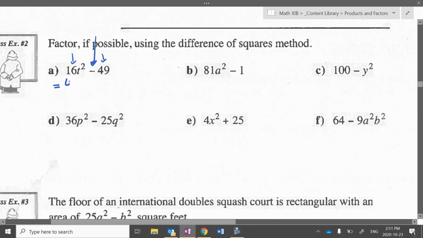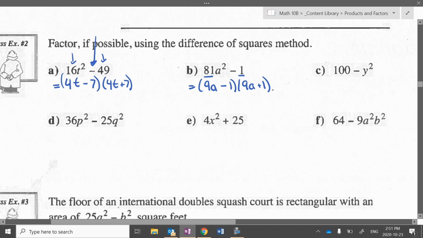So this one's going to become 4t minus 7, the square root of each of our constants there, our coefficient, and 4t plus 7. This next one, 81 is a perfect square, and 1. Don't forget that 1 is a perfect square. So I get 9a minus 1 times 9a plus 1.